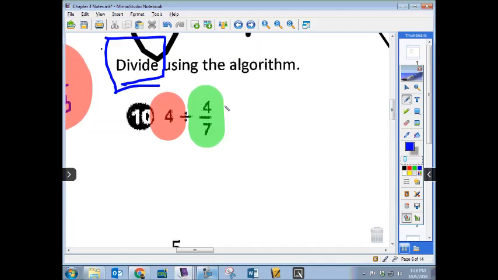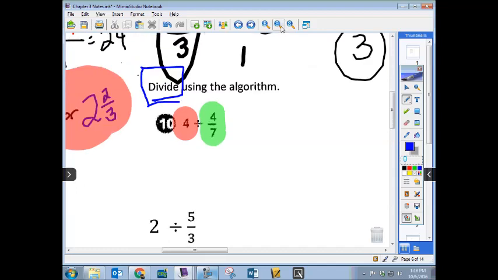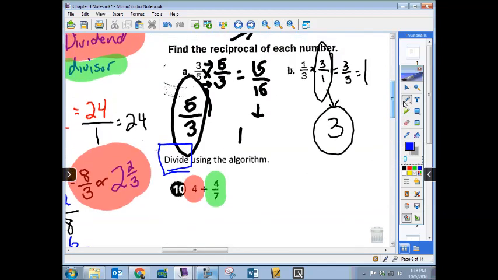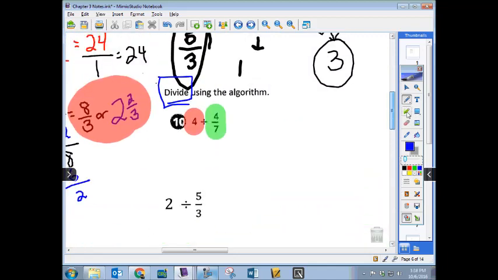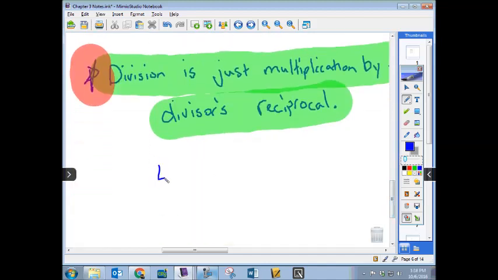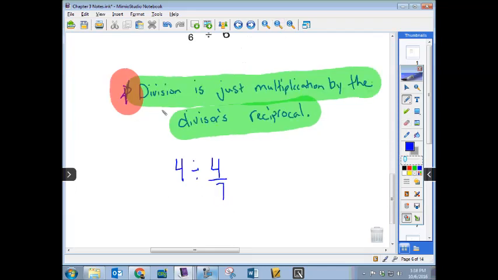Okay? Now, I'm going to go back. I'm going to zoom out a little bit here so that we can all see this sentence at the same time. I'm going to keep bouncing back and forth here. I'm going to take this problem. You don't have to do this. You can keep working right up here. I'm just going to rewrite this problem down here. Okay? So it's 4 divided by 4/7. So we're going back to this statement. Division is just multiplication by the divisor's reciprocal.